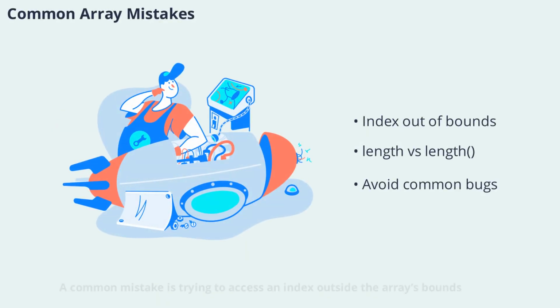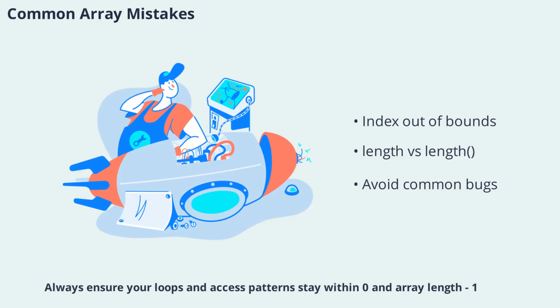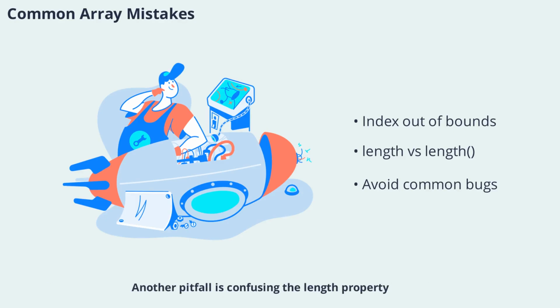A common mistake is trying to access an index outside the array's bounds, which causes errors. Always ensure your loops and access patterns stay within 0 and array length minus 1. Another pitfall is confusing the length property with the length function used for strings. Keeping these details in mind will help you avoid bugs.